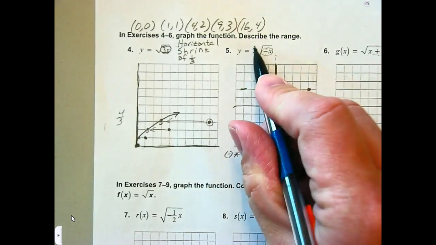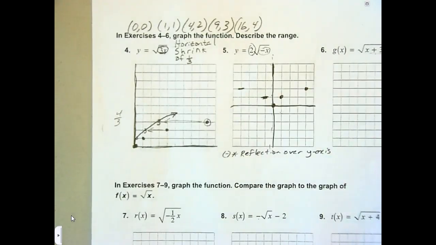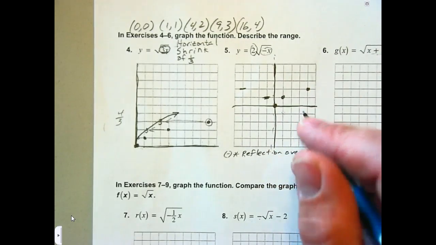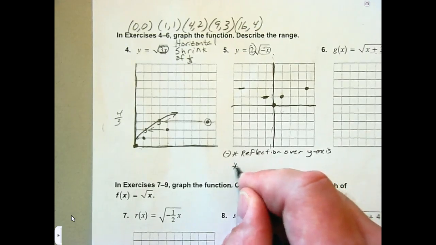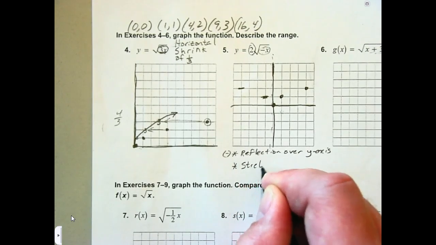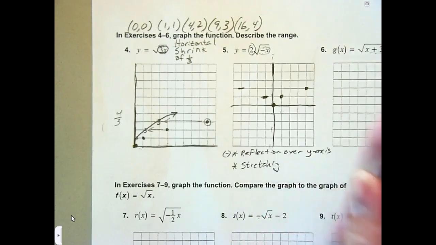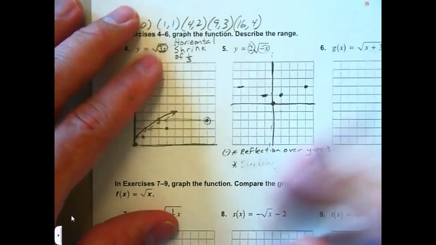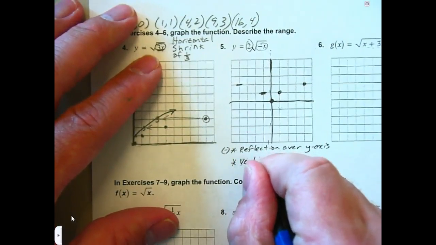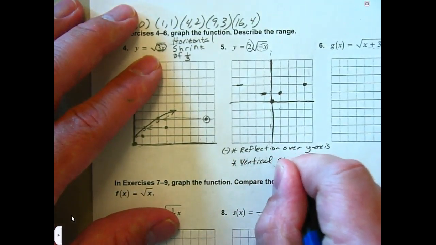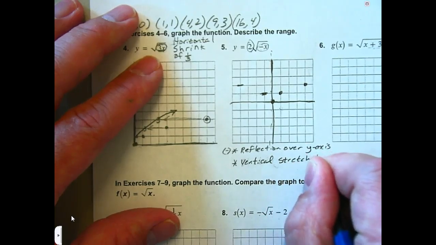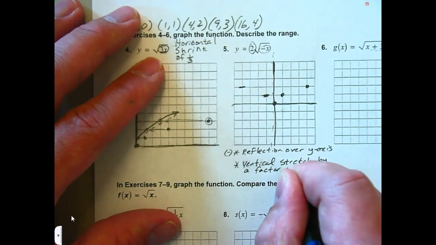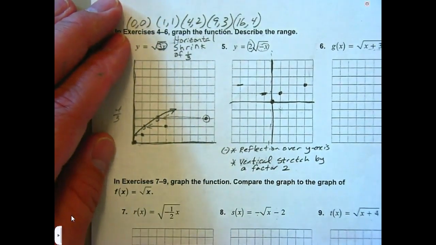Now the 2, is that affecting vertical or horizontal? Vertical. It's affecting up and down. Okay? The 2 is actually stretching. My bad again, it's vertical. I always forget the words first. Vertical stretch by a factor of 2. What are you stretching from?